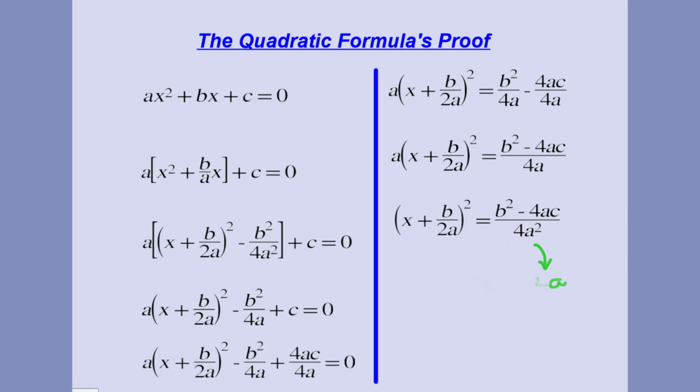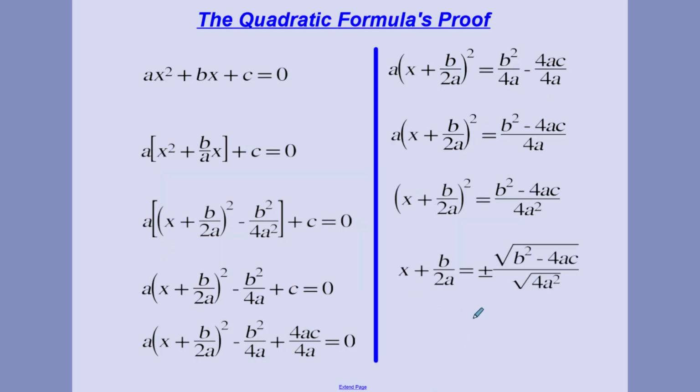Now, let's square root both sides, which gets rid of the square on the left hand side, giving us x plus b over 2a equals plus or minus, two solutions, the square root of b squared minus 4ac over 2a. So we need to find x by now removing plus b over 2a from the left by doing minus b over 2a on both sides.